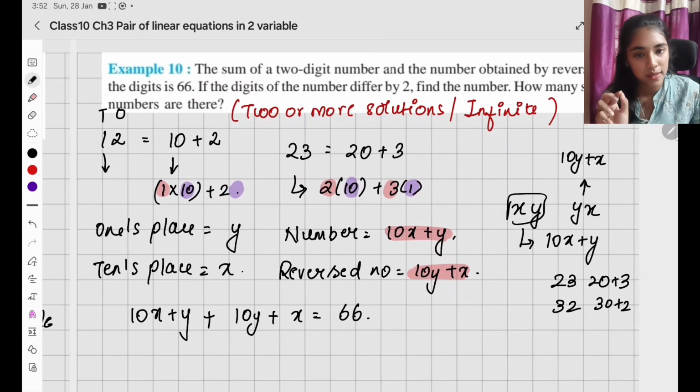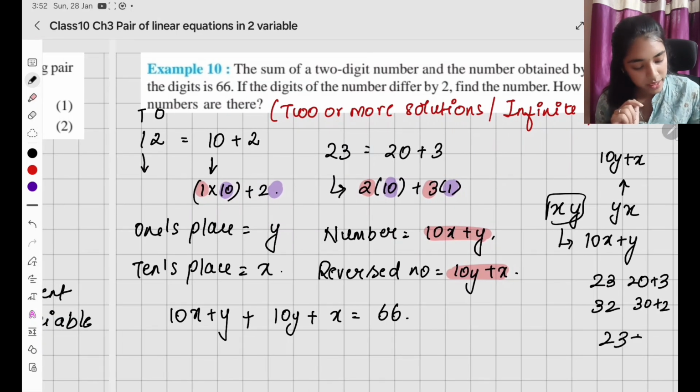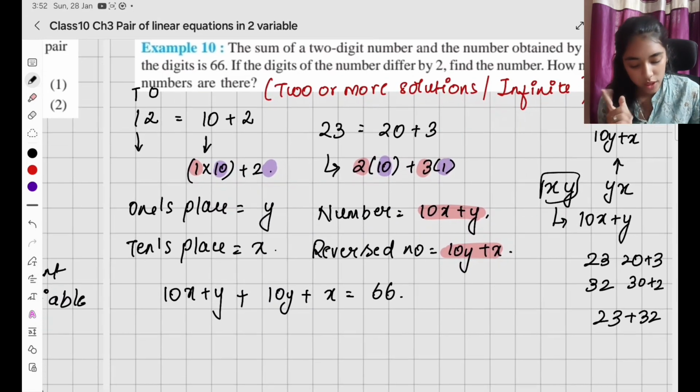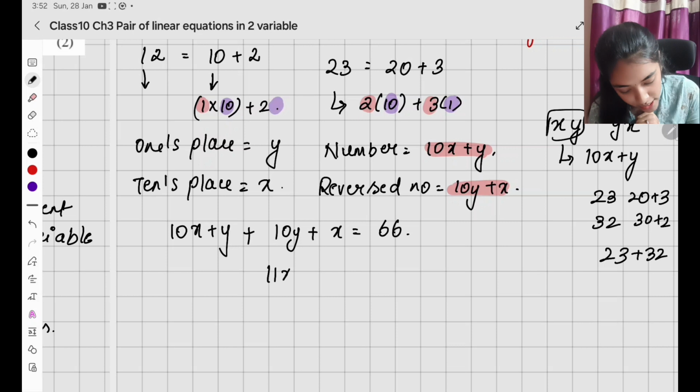புரிஞ்சுதா? Number plus the reverse number. இப்போ for example 23 plus 32 அந்த மாதிரி. So you have 55. இந்த இடத்துல 66 வந்திருக்கு. Okay? If the digits இன்னொரு equation வேணும்ல, இப்போ ஒரு equation எழுதியாச்சு. What is this going to be? 11x plus 11y equals 66.